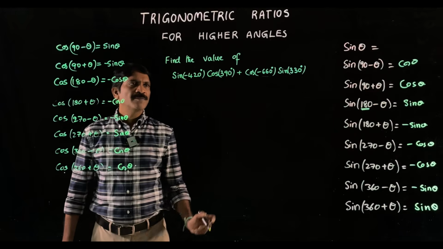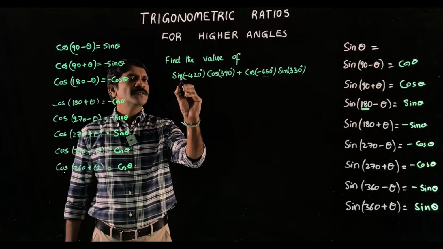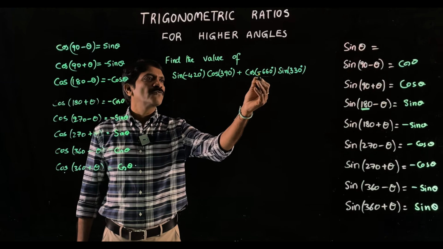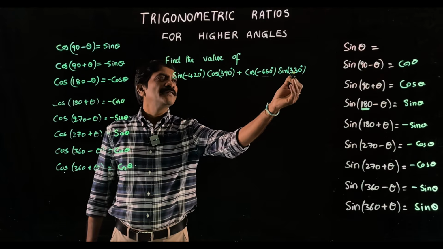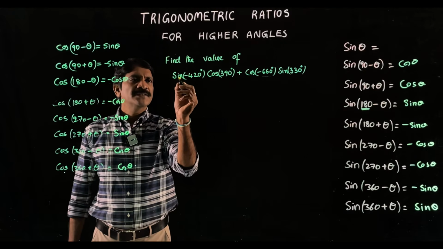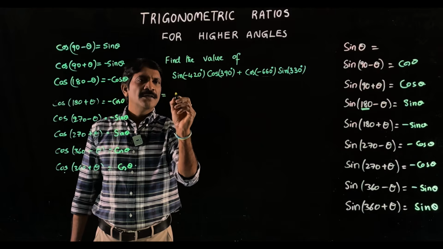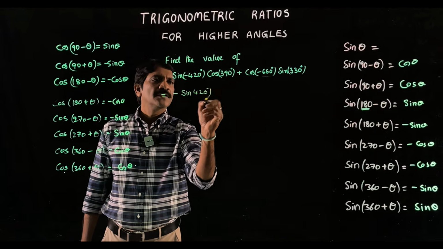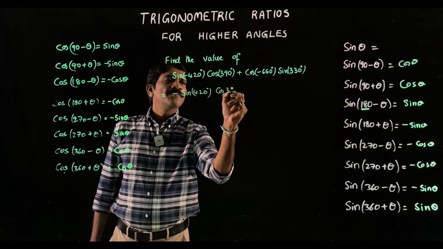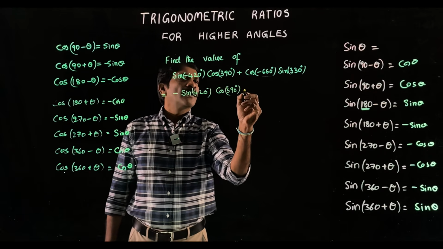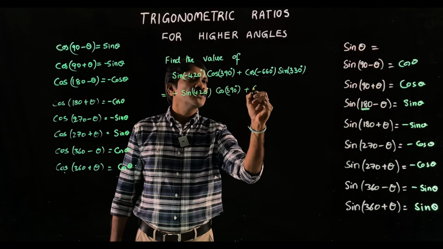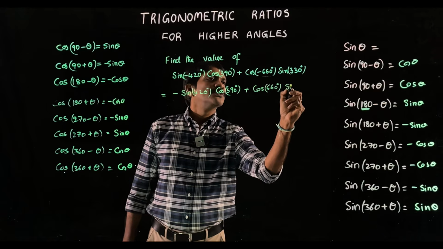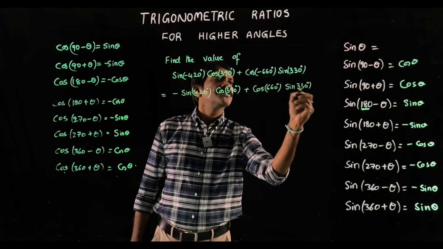Let's come back to our original problem. The given problem is sine of minus 420 degrees cos 390 degrees plus cos of minus 660 degrees sine 330 degrees. We discussed that sine of minus theta is minus sine theta. So minus sine 420 degrees cos 390 degrees, plus cos of minus theta is plus cos theta only, so cos 660 degrees into sine 330 degrees.